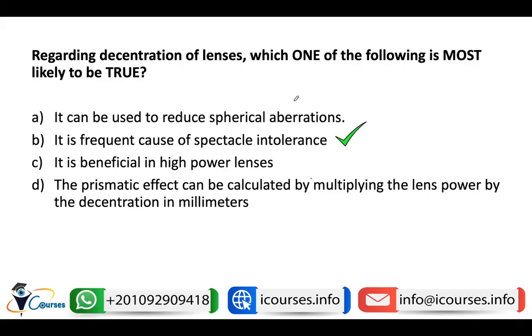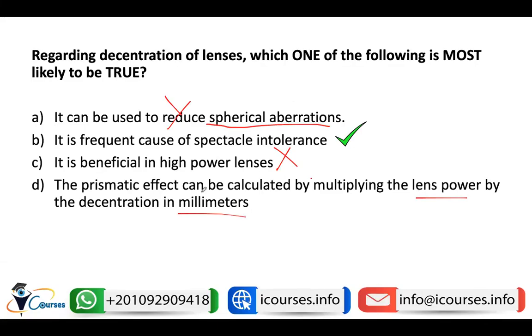Exactly. So we still haven't discussed the spherical aberrations. You will find it in the second week lectures, but it has no relation to reducing spherical aberrations. It can cause spectacle intolerance because of the prismatic effect that results from decentration of lenses, especially if there is high power. So the higher the power of the lens, the more the decentration, leading to more intolerance.